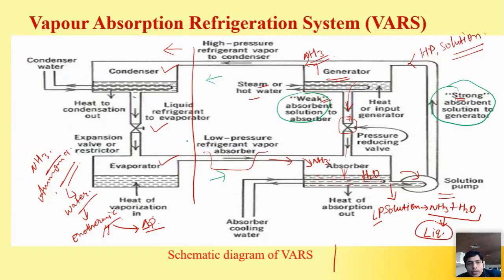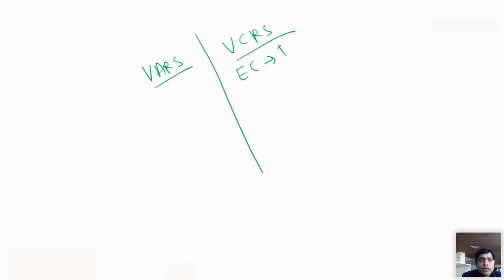Now, we have already gained the fundamentals of why we are using VARS instead of VCRS. In the vapor compression refrigeration system, energy consumption is very, very high, while in the vapor absorption refrigeration system, energy consumption is very small in comparison. Another thing: the basic problem associated with the vapor absorption refrigeration system is that the installation cost is very high, while here the installation cost is not very huge.